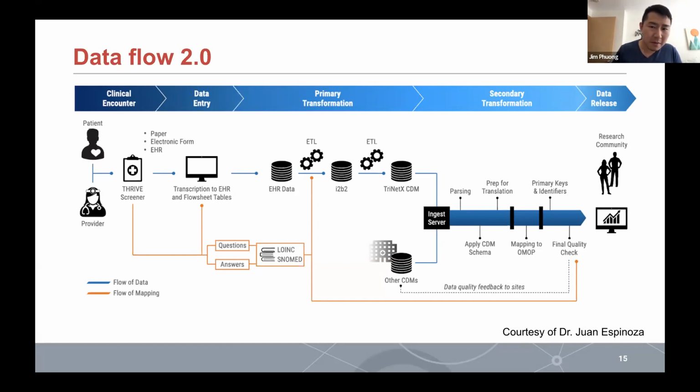the common data model. And then there's a secondary transformation step, which we could probably only see when a consortium like N3C is going to accept the data and then do translations to it. And then eventually we'll see this on the other side, which is the data release.